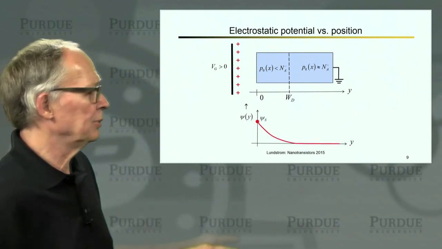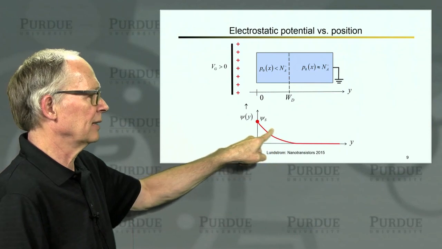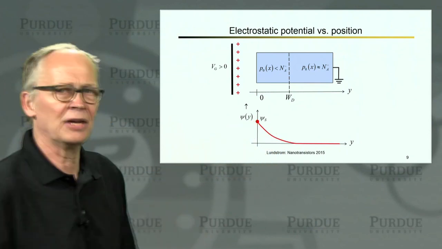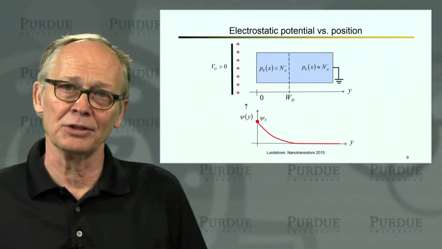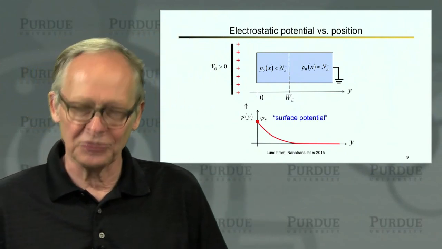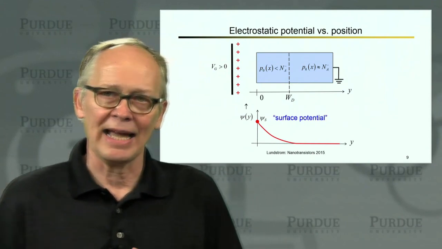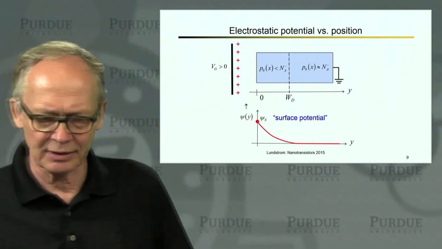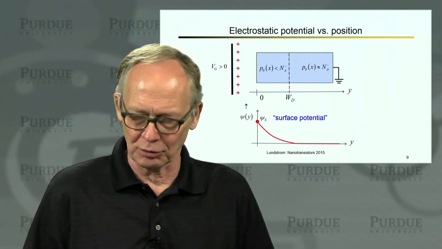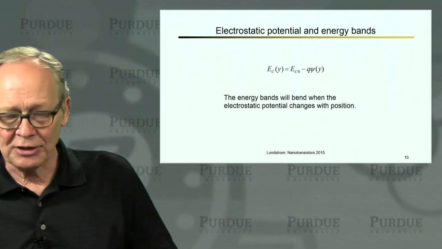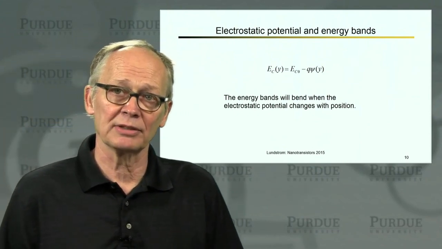So my electrostatic potential is going to increase from 0 at the right side of the semiconductor and then increase to some value that will play an important role in our discussions in this unit. Psi sub s is known as the surface potential. It is the electrostatic potential at the surface of the semiconductor, assuming that the potential is grounded and is 0 in the bulk.